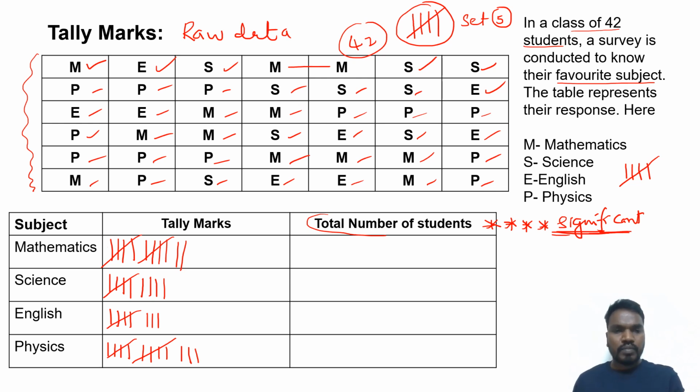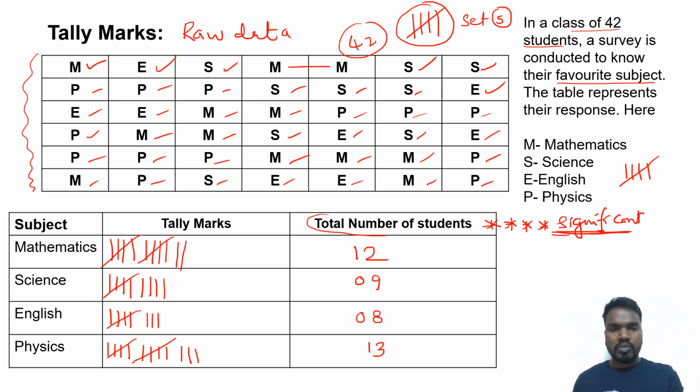Now you count now. So one set is 5. So 5 plus 5, 10. 10 plus 2, 12. And this is 5 plus 4, that is 9. Then here 5 plus 3, 8. Then here 5 plus how much? 5 plus 5, 10. 10 plus 3, 13.